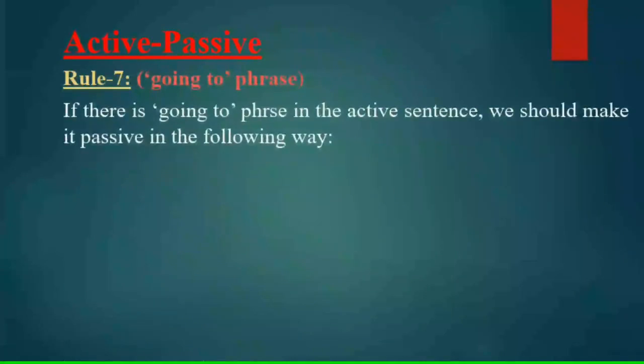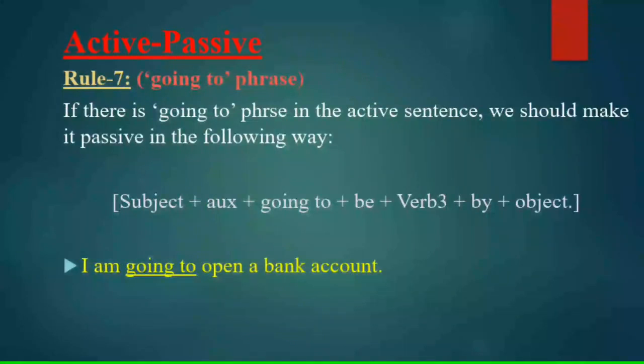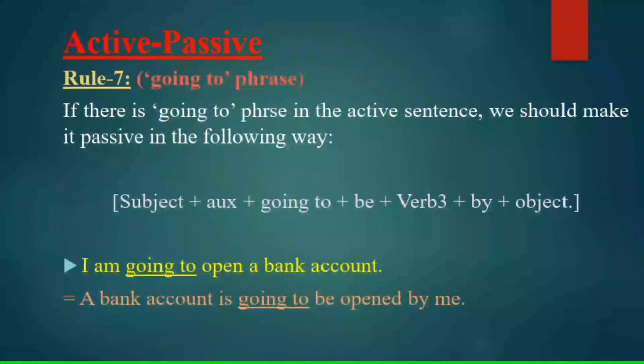Rule number 7, going to phrase. If there is a going to phrase in the active sentence, we should make it passive in the following way. Subject plus auxiliary verb plus going to plus be plus verb 3 plus by plus object. Let's take an example. "I am going to open a bank account." The answer will be, "A bank account is going to be opened by me." Here we are following the rules like subject, a bank account, auxiliary is, going to phrase, be, verb 3 that is opened, by, an object that is me.